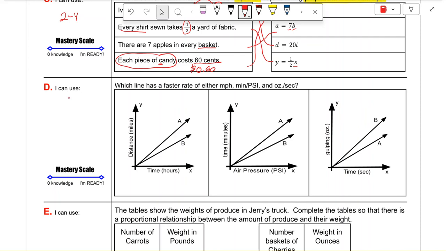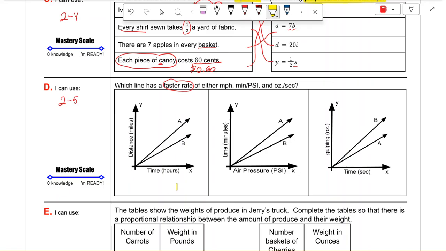Section D. I can use 2-5 notes to help with this one. At the top, the directions say which line has a faster rate of either miles per hour, minutes per PSI, and ounces per second. Now we have to be very careful on this one. Okay, they look all the same.